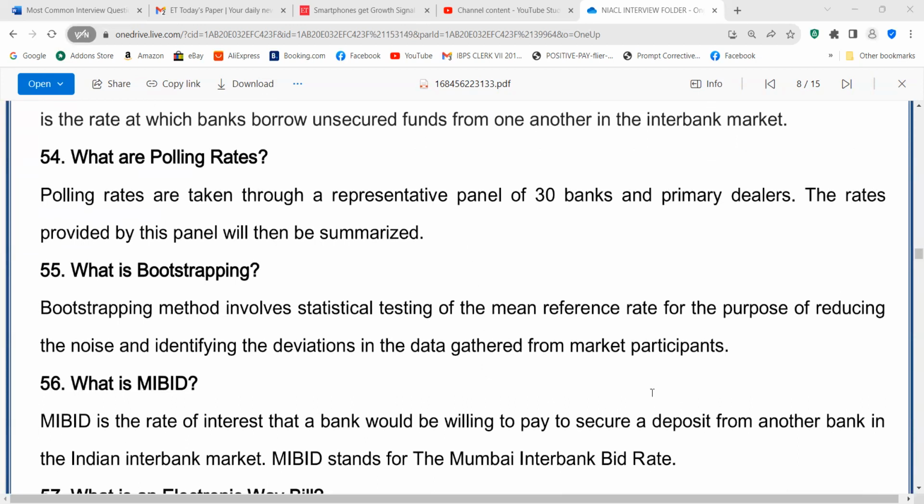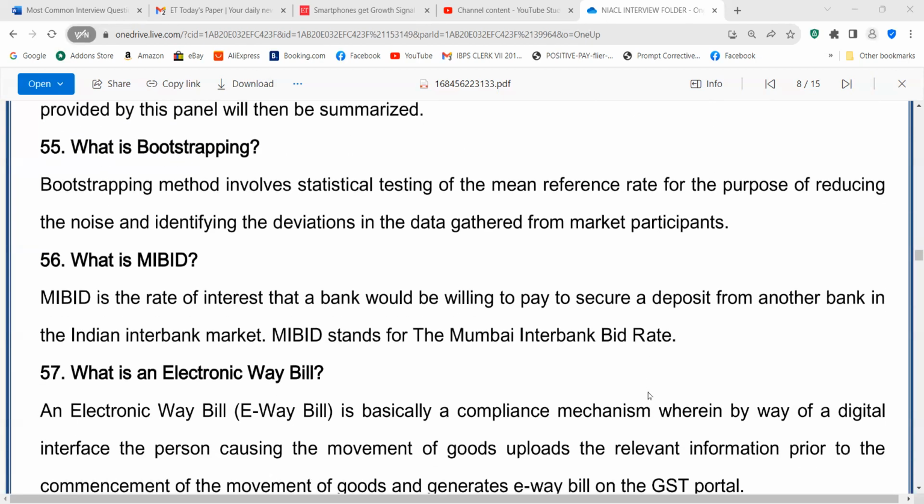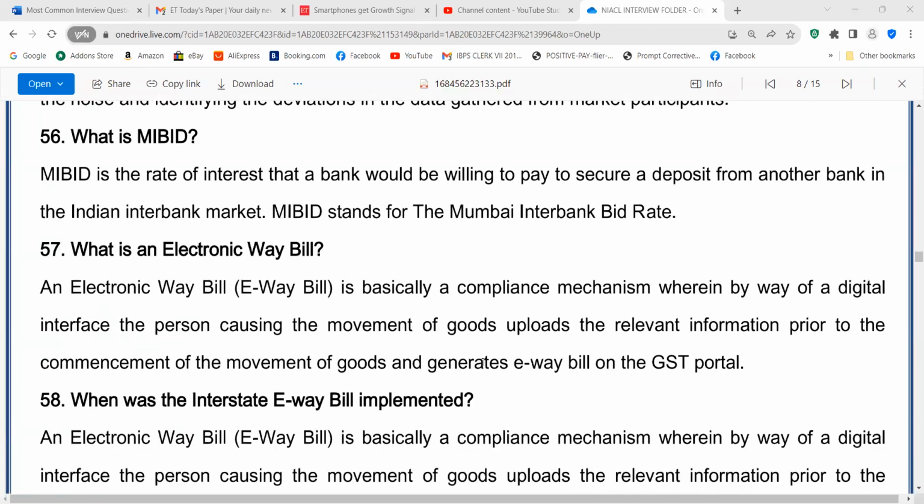Question number 55. What is bootstrapping? Bootstrapping methods involve statistical testing of the mean reference rate for the purpose of reducing the noise and identifying the deviations in the data gathered from the market participants. Question number 56. What is MIBID? MIBID is the rate of interest that a bank would be willing to pay to secure a deposit from another bank in the Indian interbank market. MIBID stands for the Mumbai Interbank Bid Rate.